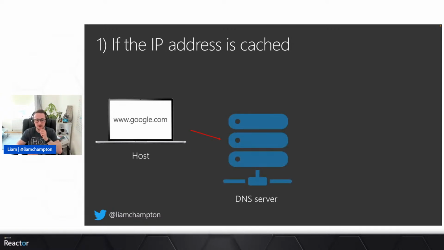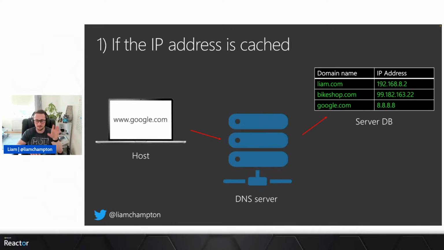It'll say, hey, what's the IP address for google.com? I want to go there. The DNS server says, cool, let me check my database. Let me check my memory. In the memory, it's going to go, right, so I've got liam.com, I've got bikeshop.com. I have google.com. I know this one. It's in my memory, so it sends it back. The IP address for Google is 8.8.8.8. Easy peasy, it knows that.